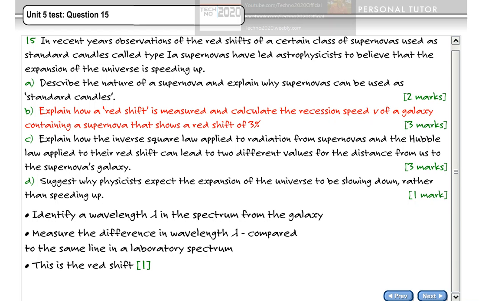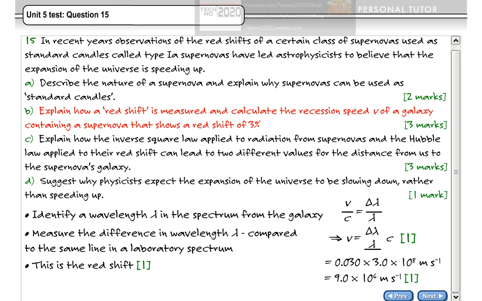This is hard work for just 1 mark. The Doppler effect formula then allows the recession velocity to be calculated, and it works out to be 9.0 times 10 to the 6 meters per second.